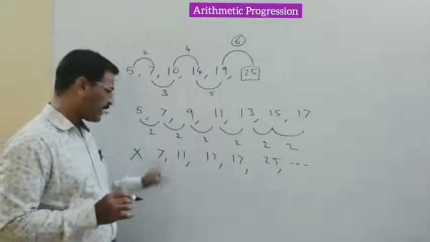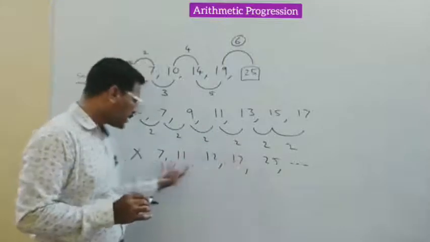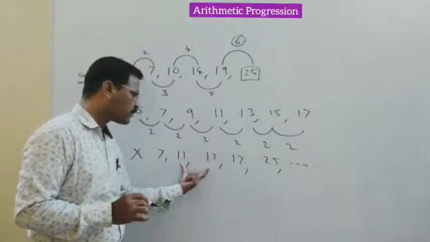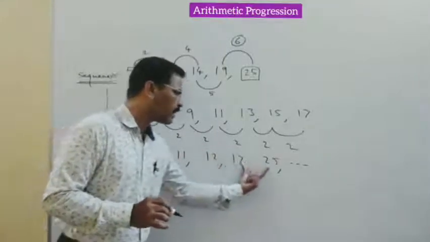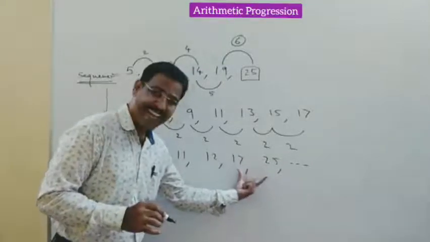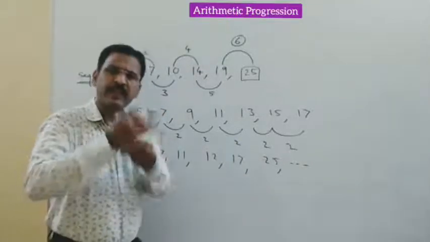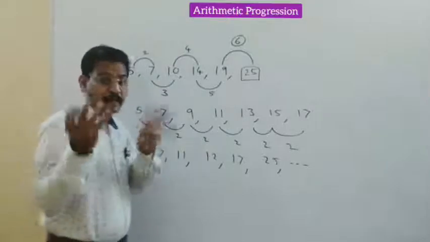Just look here. 7, 11, 12, 17. See here, the difference is 4. Yes, 1 only. Here 5. Here it is 8. Like this one. There is something of a relation, or sometimes that may happen.